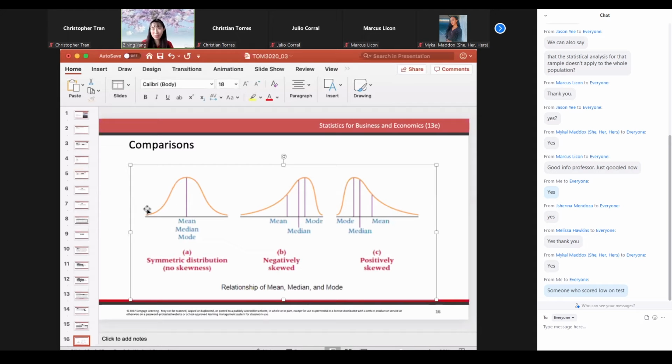Who can think of an example of a symmetric distribution? Not perfectly, where the mean equals exactly the mode and the median, but approximately. What data distributes like this, where the mean, median, and mode are pretty close? What data will look like that?